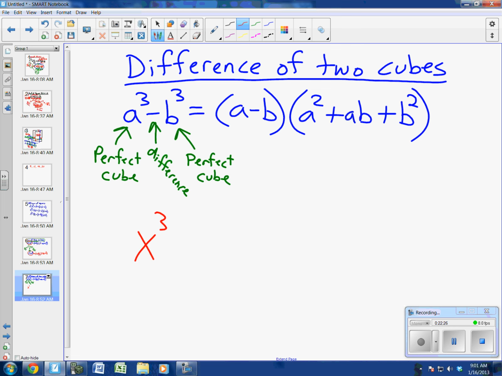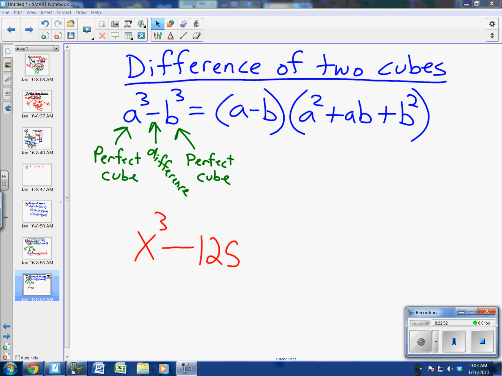Okay, so let's say I have something like x cubed minus 125. Do you think you guys can do this? It's the same as the sum of two cubes, except the signs are a little bit different, right? I'm going to give you a minute on it, see if you can come up with it yourself.